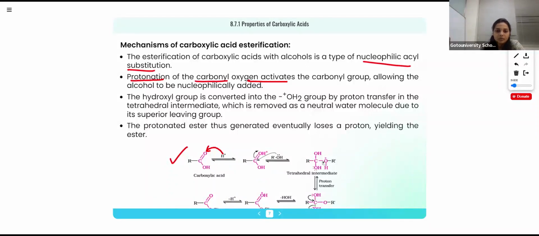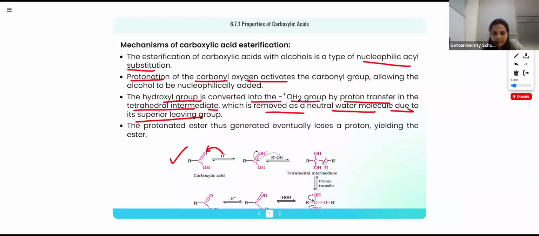Okay. Now, what is the product you are getting? When this H plus is added here, it will be RCOH, no change, and this O will convert into an OH group. Then the hydroxyl group is converted into an OH2 group by proton transfer in the tetrahedral intermediate, which is removed as a neutral water molecule due to the superior leaving group.